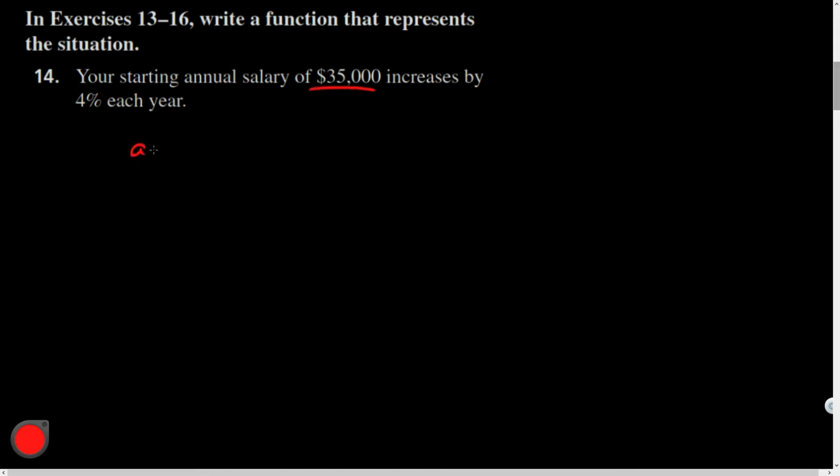So A here, my starting value is $35,000. They told me that it increases. This is a key word here. Increases by 4% each year. That means R is equal to 0.04.